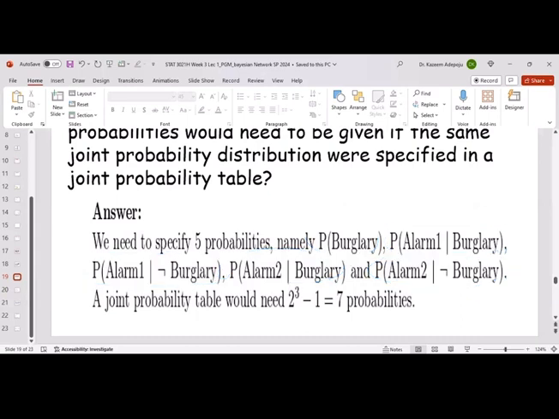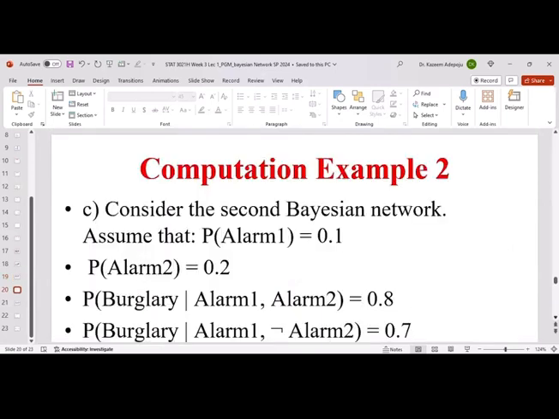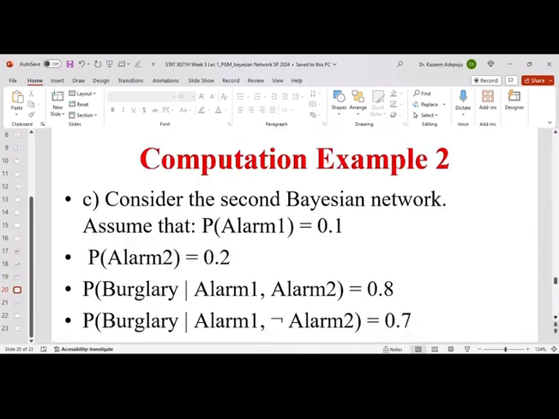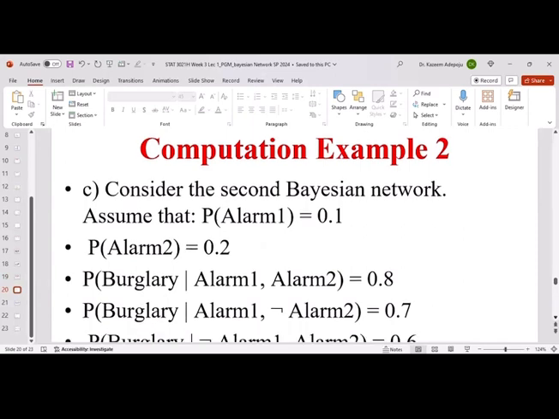Now, the next thing I want to talk about, please pay attention: we are going into computation. Consider the second Bayesian network. We want to base this computation on the second Bayesian network example, so it's still the same way we calculate probability given any Bayesian structure. Take a look at this. They give you the probability that alarm 1 rings 10% of the time and alarm 2 rings 20% of the time.